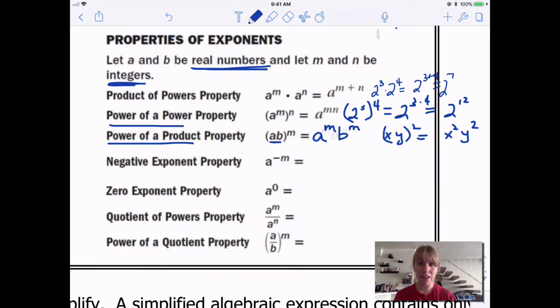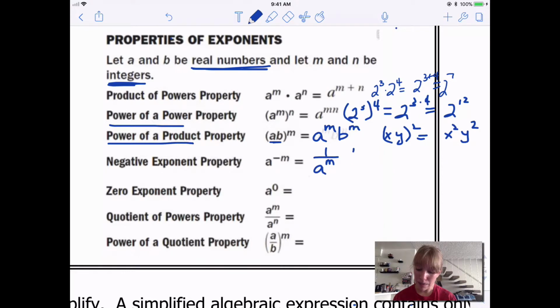Then we have the negative exponent property. If I have a to the negative m, meaning I have a negative in my exponent, that's going to say to me, I actually have my base in the wrong spot. So right now it's in the numerator. I'm going to keep the same base, but put it in the denominator.